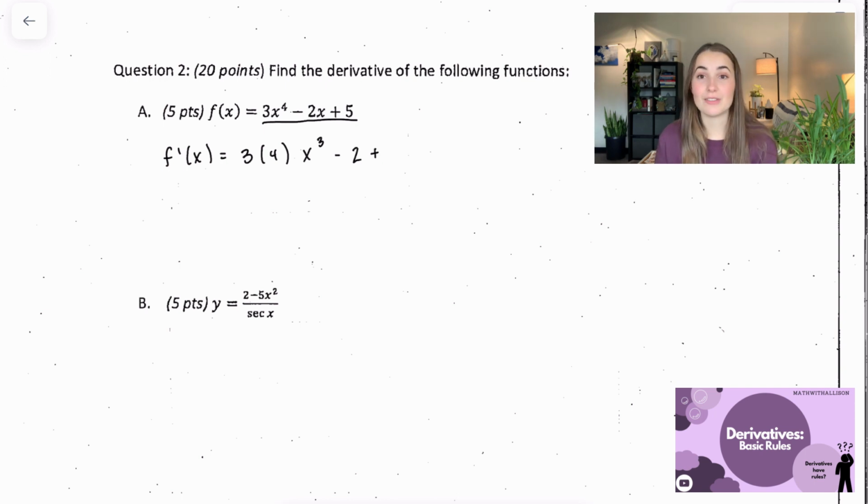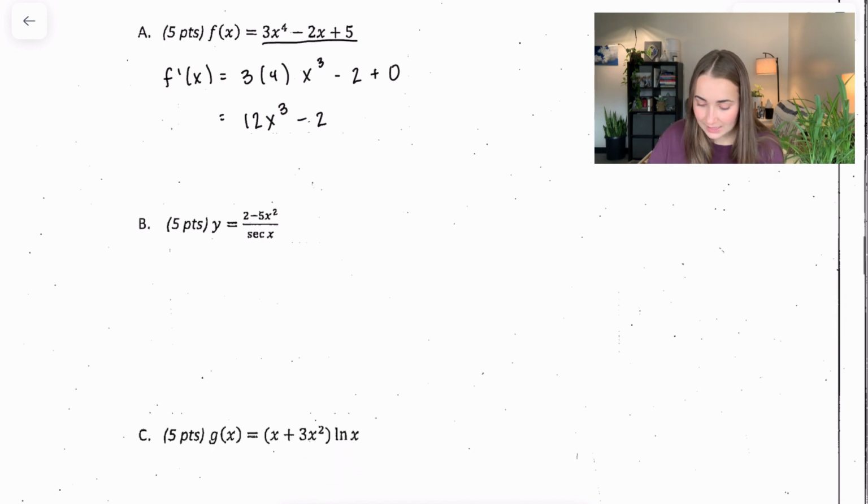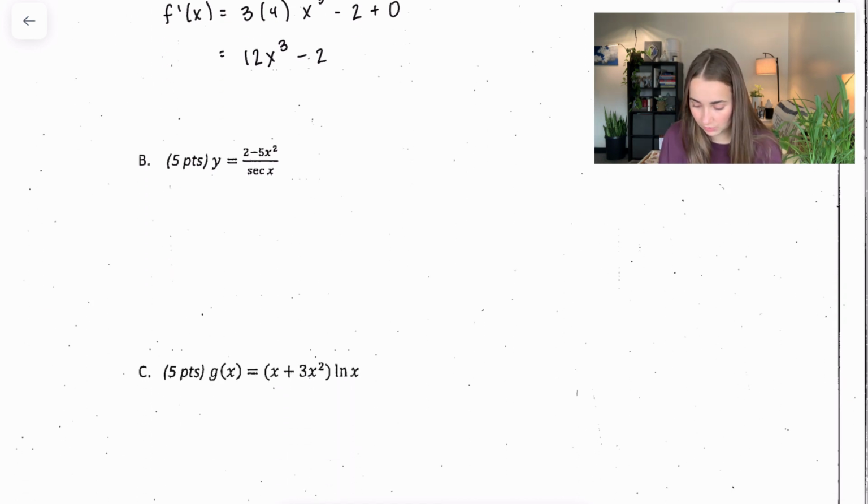And now the derivative of 5, the derivative of a constant is always equal to 0. And so here, if we want to simplify that out a little bit, we can multiply 3 times 4, which is 12x cubed minus 2. And that's our derivative. Now for part B, it looks like we're going to want to use quotient rule.